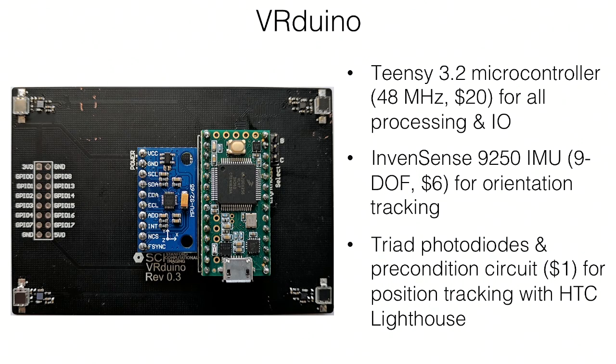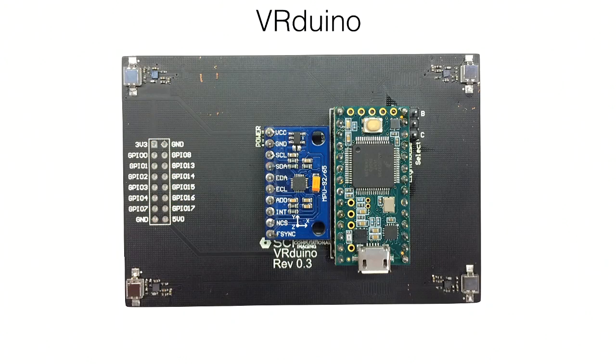The IMU we're using is an InvenSense 9250 that has 9 degrees of freedom: a 3-axis accelerometer, 3-axis gyro, and 3-axis magnetometer. You can read it all out with the Arduino and do any processing on the Arduino. We just stick it right on the shield, and that costs about $6 if you buy it on eBay. We also have these photodiodes on the side, and we use these for positional tracking, as I'll show you later, and these are less than $1. They're the same photodiodes that are used in the HTC Vive Lighthouse tracking system. We basically reverse engineered that and hacked it. It's not quite as good, but it's good enough for a course and for hobby projects.